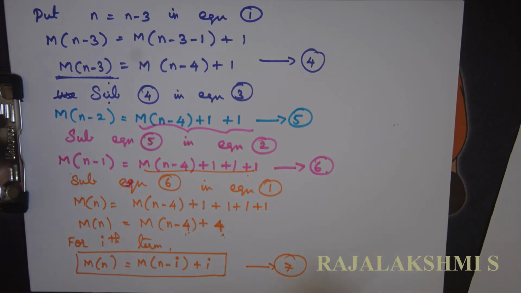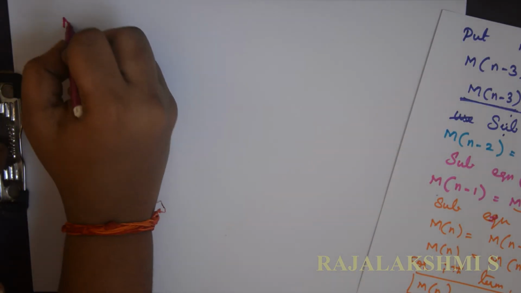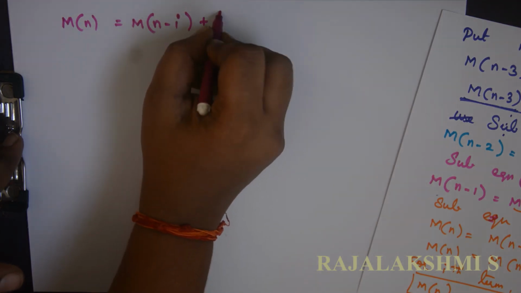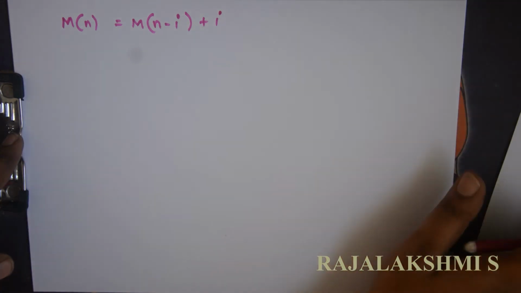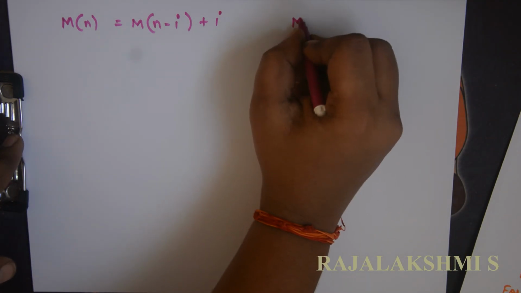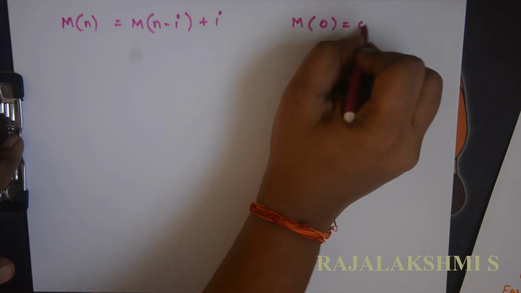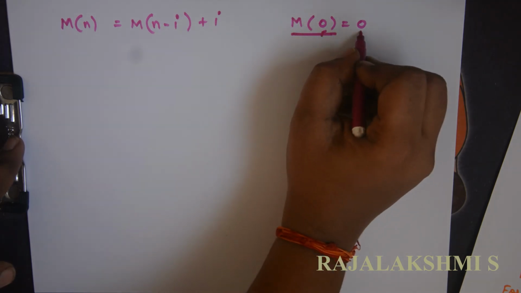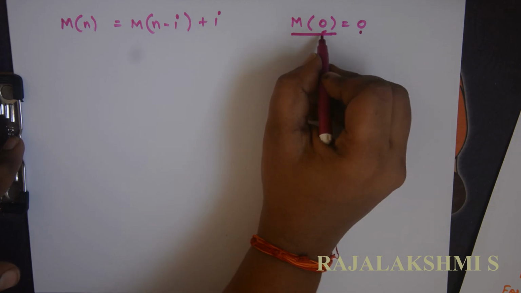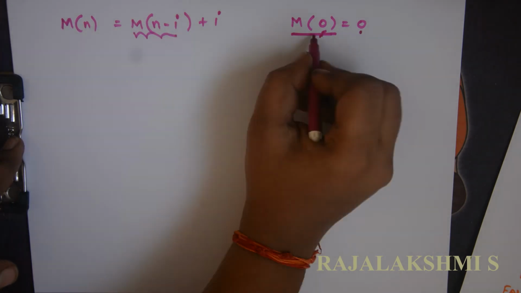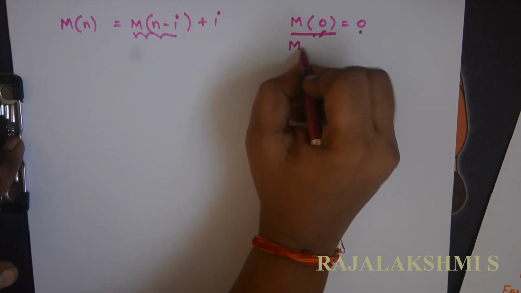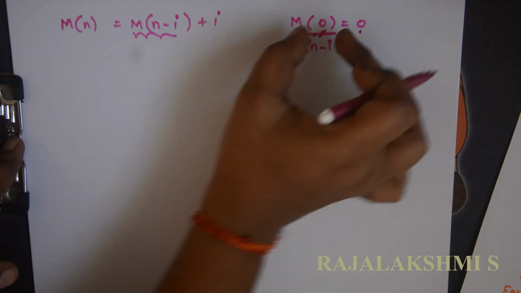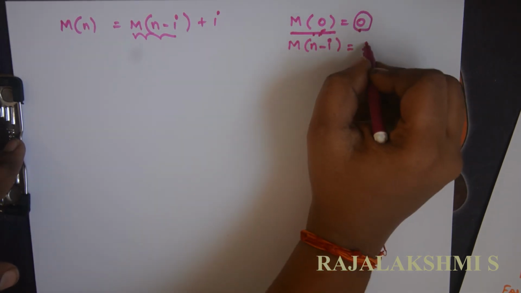So after finding the generic equation, now our objective is, so this is the generic equation, m of n is equal to m of n minus i plus i. So this is the generic equation. So now our base case is m of 0 is equal to 0. When n is 0, then the value of m is equal to 0, right? So we should compare n minus i. Actually we should bring this to a base case, that is, we should bring the base case 0. So this we should bring.